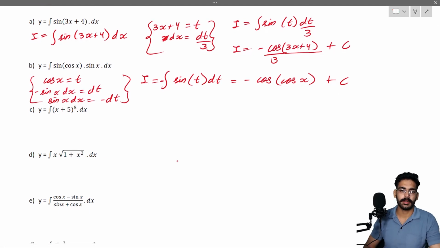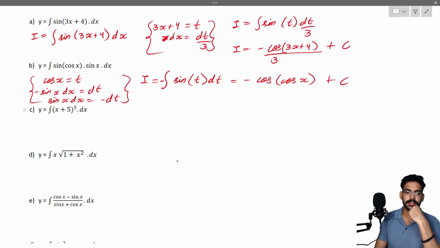x plus 5 to the power 5. How to do this? So we have x plus 5 to the power 5. What is the inside function? The outside function is x to the power n, right? So what can we put? x plus 5 equal to t. So dx is equal to dt. This is your substitution.